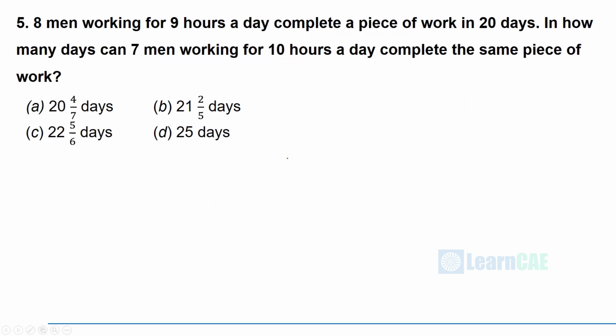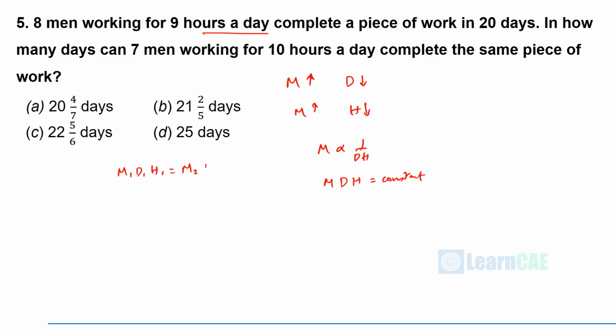Okay, next question. 8 men working for 9 hours a day complete a piece of work in 20 days. In how many days can 7 men working for 10 hours a day complete the same piece of work? Okay, here the work is the same, so we can say more number of men, fewer days. More number of men, fewer hours per day. So this is hours a day. So we can write this as M is proportional to 1 by DH, or MDH is equal to constant. So M1 D1 H1 is equal to M2 D2 H2.